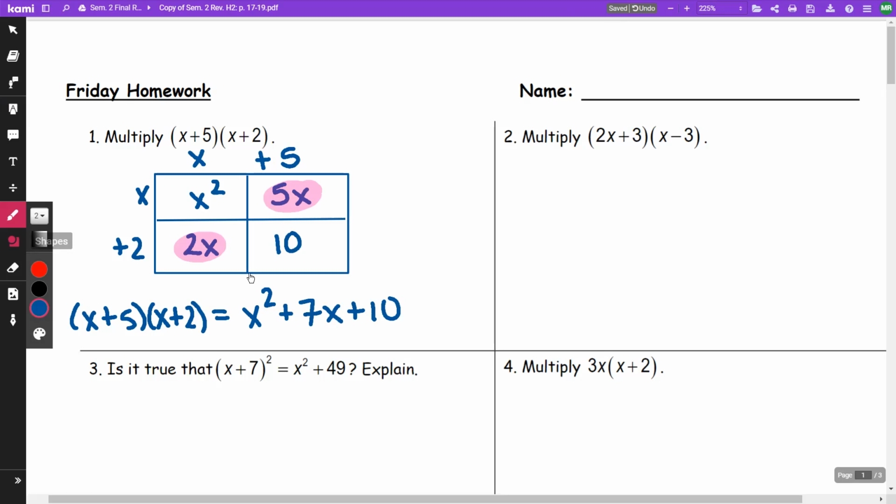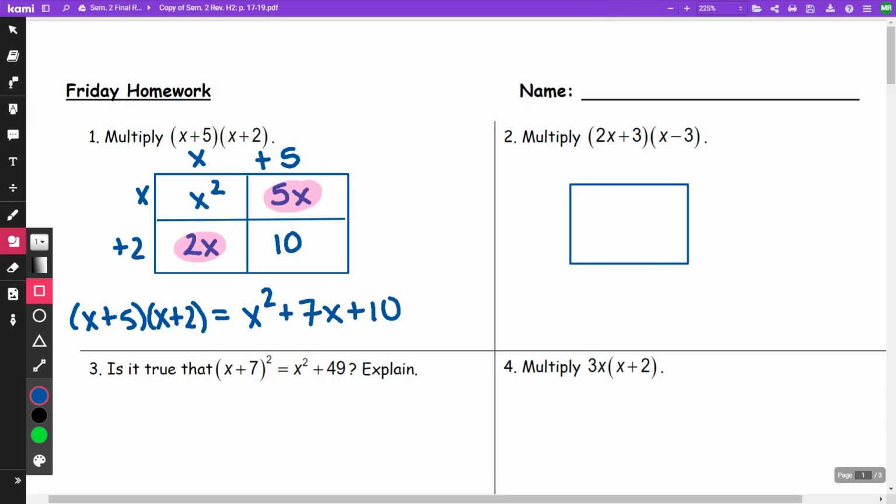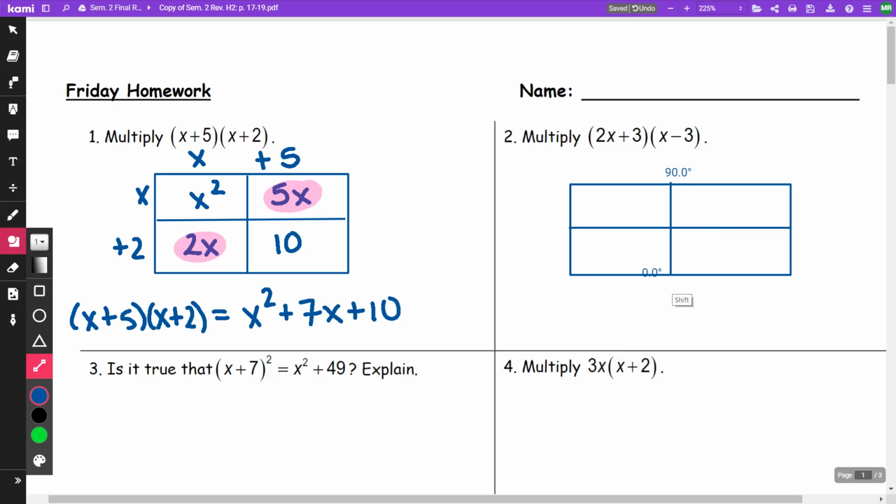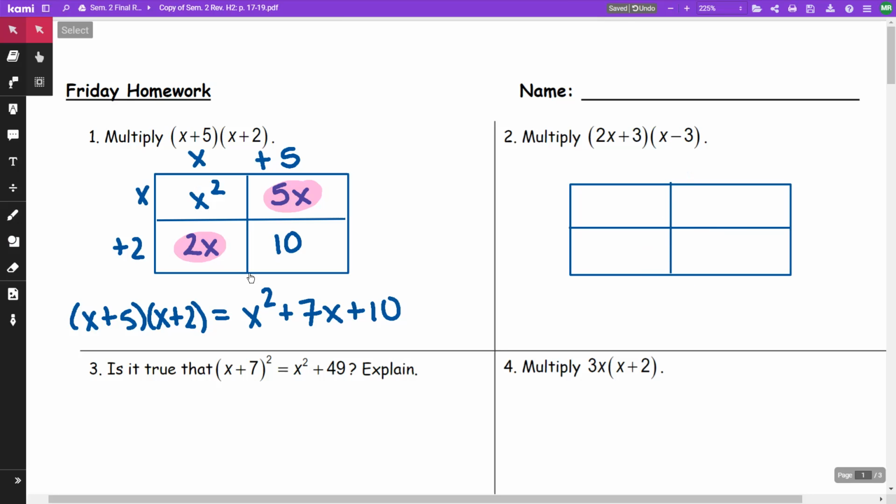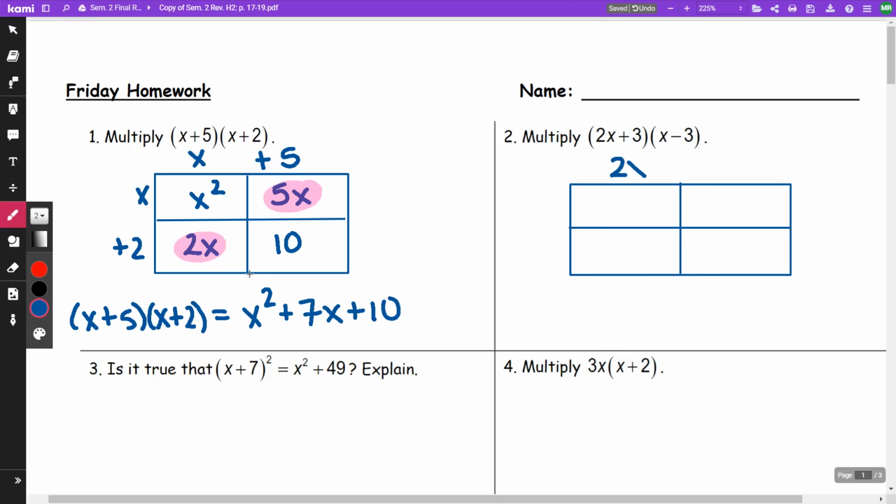I'm going to do the same thing on the next one. So this is a 2 by 2 also. So let me get my 2 by 2 box. Okay, so for this, I'm going to have a 2x plus 3 and an x minus 3. So when I multiply this, I get a 2x squared, a 3x, a negative 6x, and a negative 9.